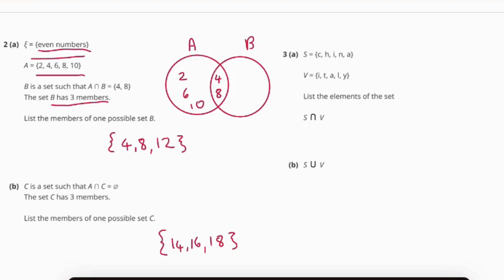Question 3a. List the members of the set S intersect V. So what do they have in common? Which letters? I, A. Yeah, that's it. S union V. So what's in both or one of them? So CHINA. Put commas in between these letters. And then we've used I and A, so it'll be TLI.